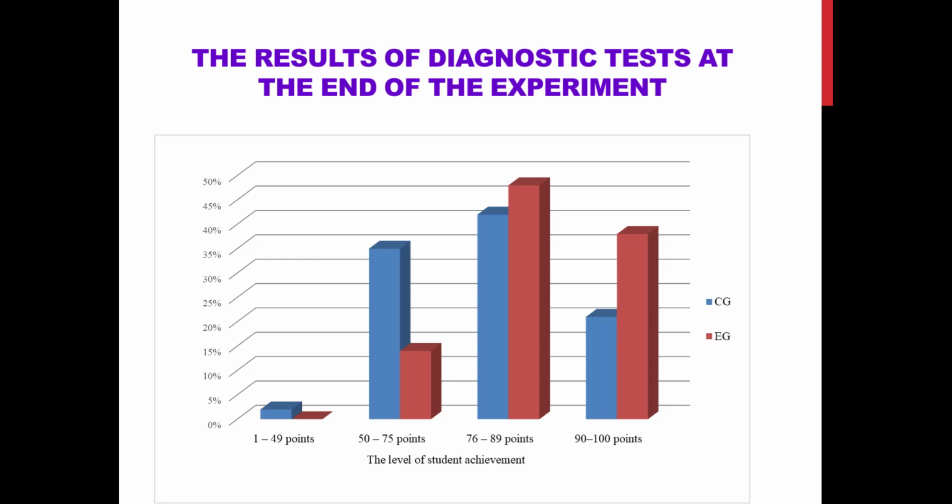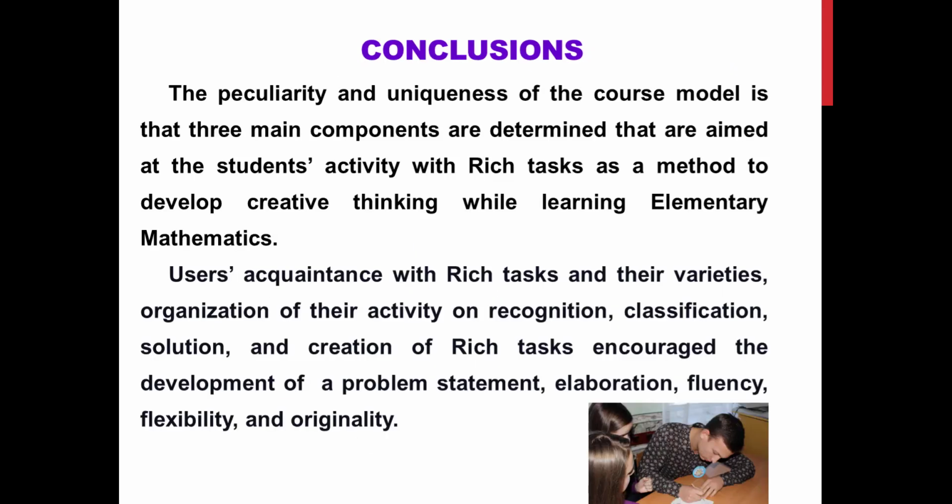Fisher's statistical test was used to ensure that the difference between the results of the diagnostic tests in the control and experimental groups was statistically significant. The peculiarity and uniqueness of the course model is that 3 main components are determined: theoretical, practical, and feedback, that are aimed at students. Activity with rich tasks is a method to develop creative thinking while learning elementary mathematics.